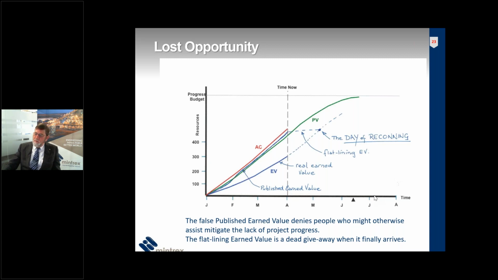And if the problems can't be fixed, if it's going to go over budget and it's not going to correct itself, then at least the owner has early warning that they need to get out and raise some funds. And the longer the lead time for that, the better.